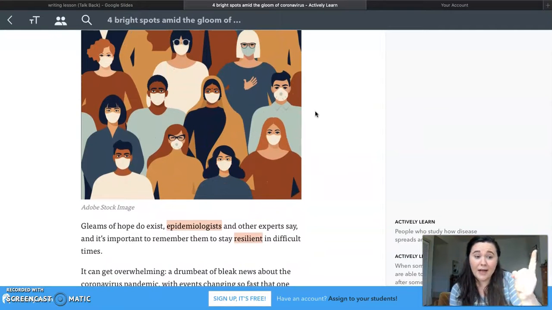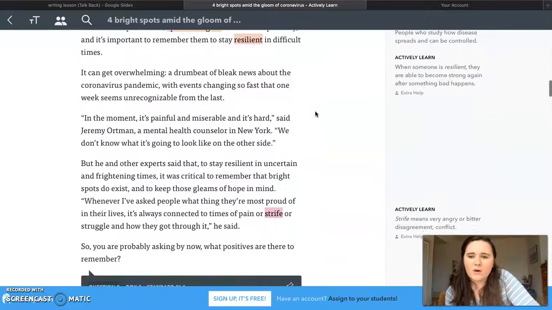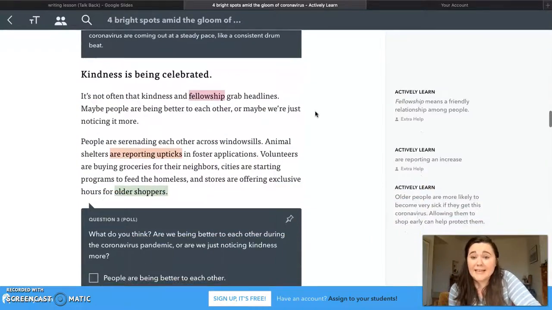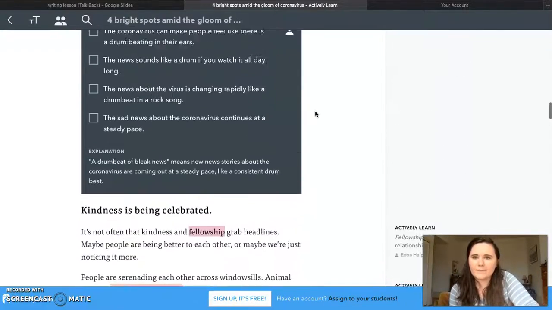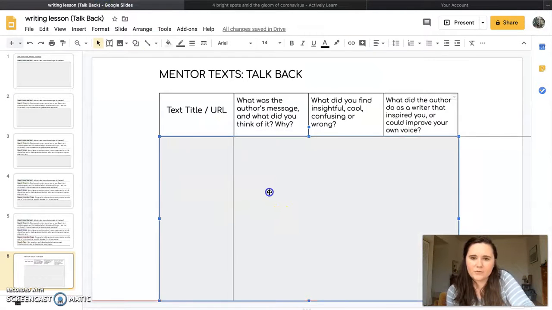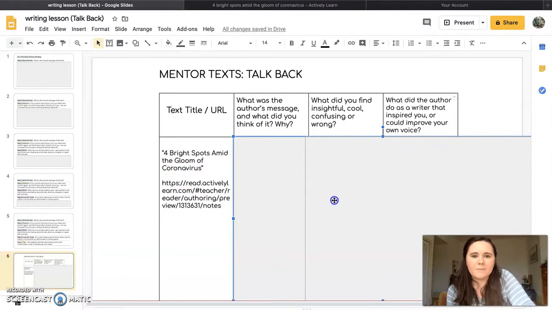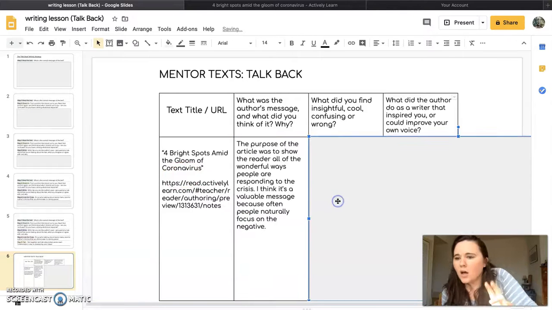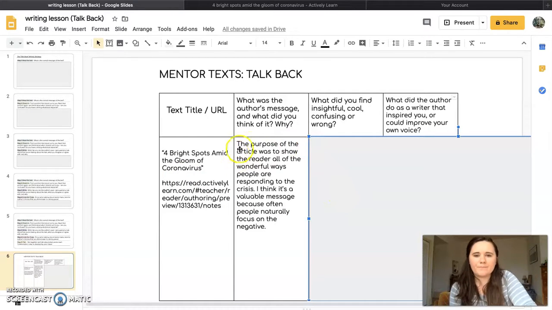So step 1 was to read. I already read this piece, and I know that the overall message is that there are good things happening in the midst of this crisis. So in our graphic organizer, first I'm of course going to write the title, leave the URL there as well. And then for step 1, determining the overall message, I wrote that the purpose of the article was to show the reader all of the wonderful ways people are responding to the crisis. And then how do I feel about that? I think it's a valuable message because often people focus on the negative when really there are some positive things that are happening even during a hard time.